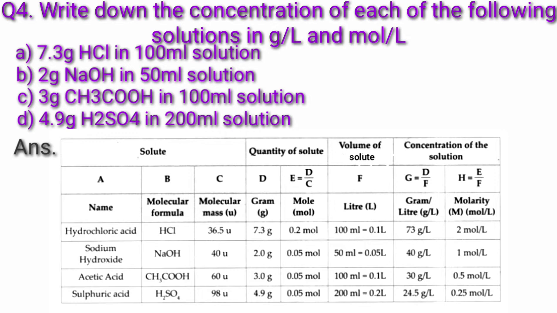Sulfuric acid, molecular formula H2SO4, molecular mass 98 u, quantity of solute 4.9 gram, 0.05 mole. Volume of solution 200 ml is equal to 0.2 liter. Concentration of solution 24.5 gram per liter, 0.25 mole per liter.